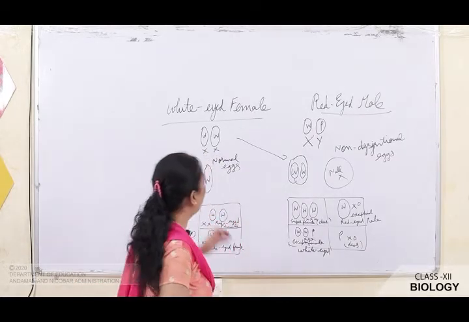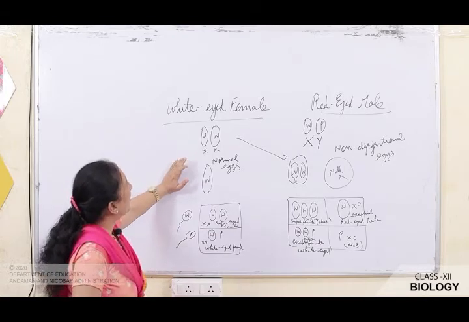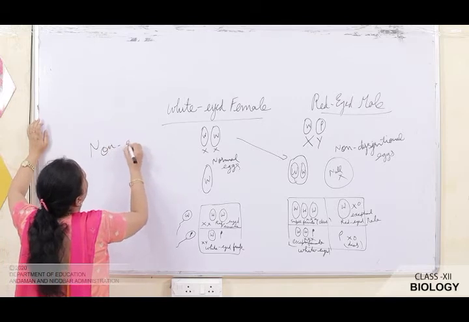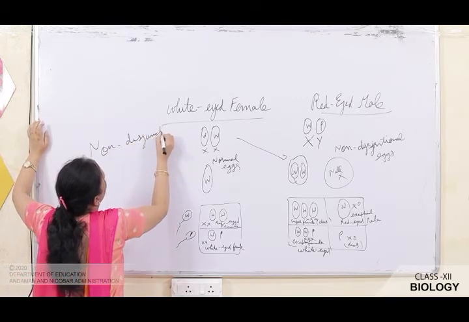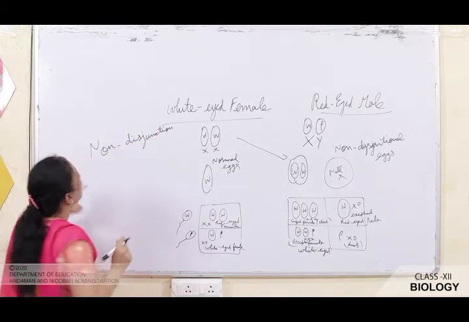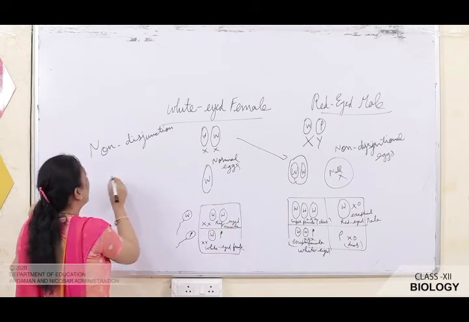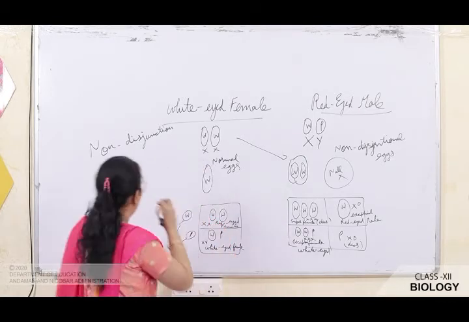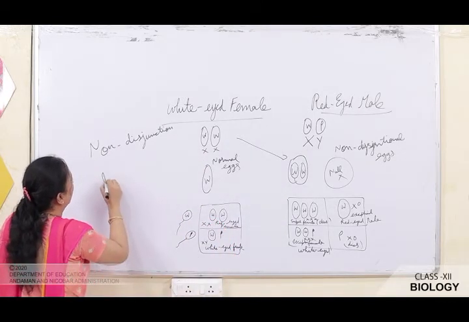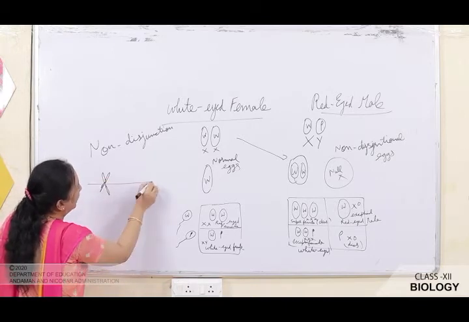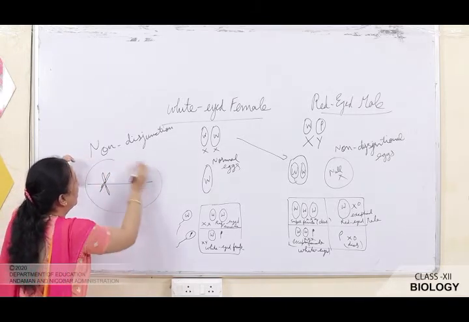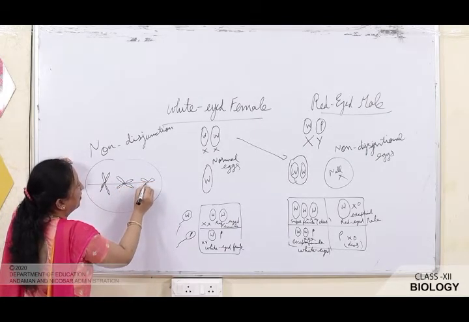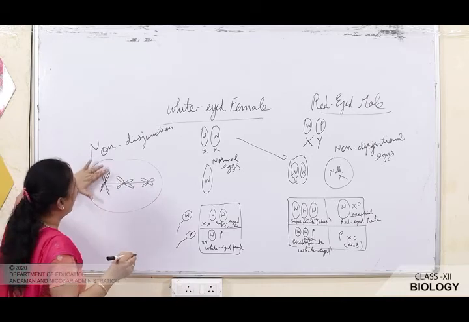Non-disjunction of chromosomes was given by Bridges, as I said, in 1916. What is non-disjunction basically? Non-disjunction is when the chromosomes fail to separate at the metaphase stage. At the metaphase stage, we know that all the chromosomes will come and lie at the equator.